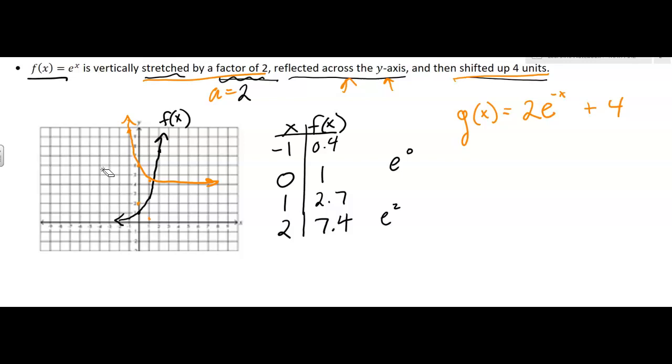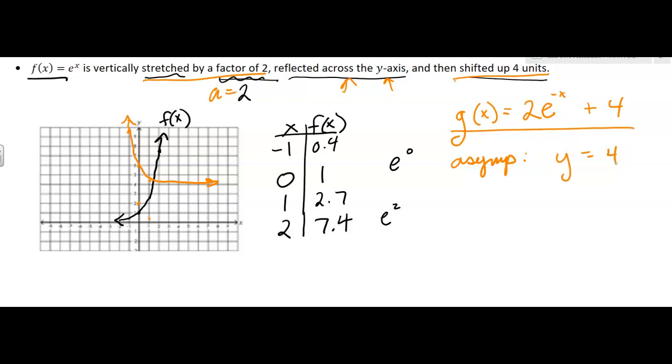Anything else on this one? You could make a table of values here and make sure that those points are accurate, but that's what's going on. Okay, I won't make the table of values. But we have to do the horizontal asymptote. Because the whole thing shifted up 4 units, it's going to be y equals 4. And that is a horizontal asymptote.